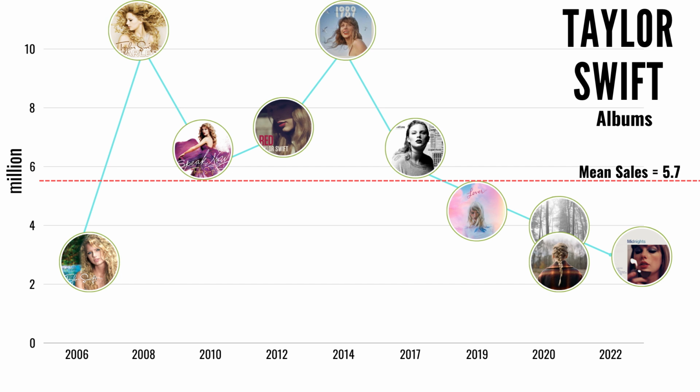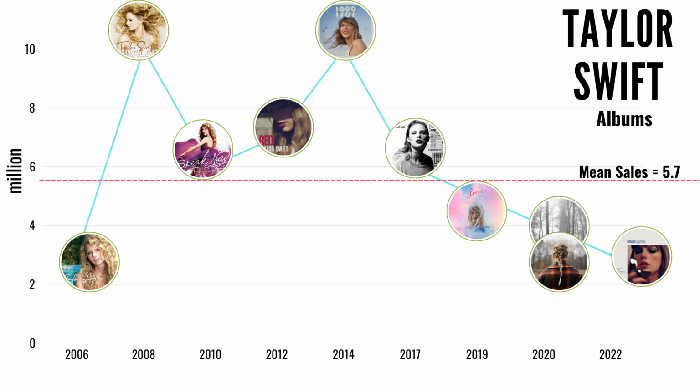See that dotted red line? That's the average or mean sales for Taylor's albums at 5.7 million. Pretty impressive. Even cooler, 5 out of the 10 albums charted, or 50%, actually sold more than that.